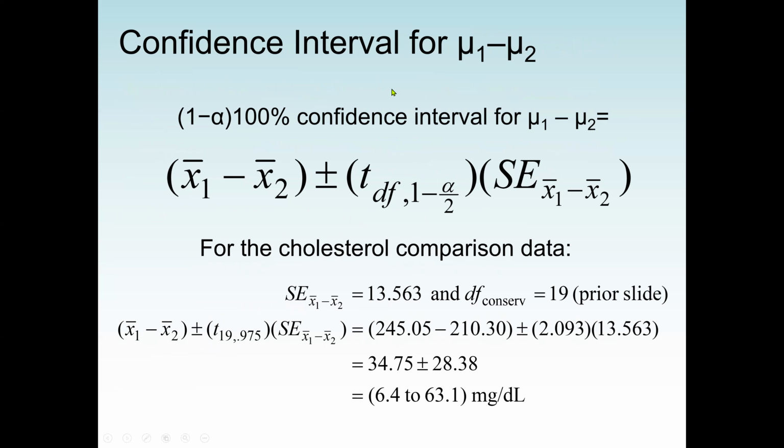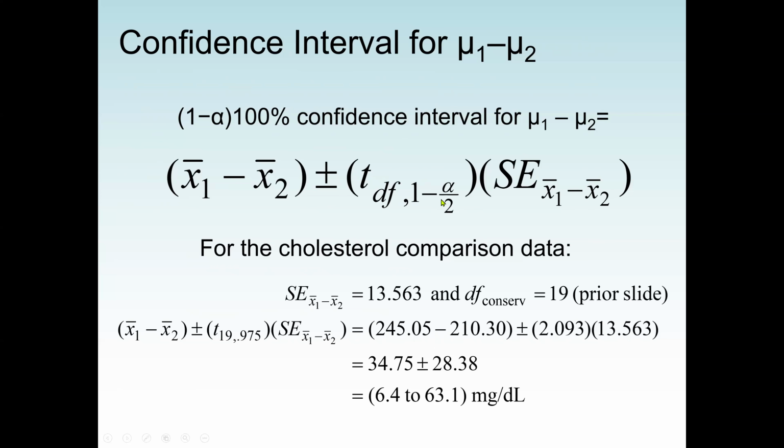We also can find the confidence interval for the difference of the population mean for the first population, second population. When we're looking for a confidence interval, alpha will be given to us. If alpha is 5%, then the confidence interval will be 95%. So here we say the 1 minus alpha 100% confidence interval for the difference of mu1 and mu2 is equal to the difference of the sample mean x1 bar and x2 bar, plus or minus t with degree of freedom and 1 minus alpha over 2, times the standard error of the difference of sample mean 1 and sample mean 2.